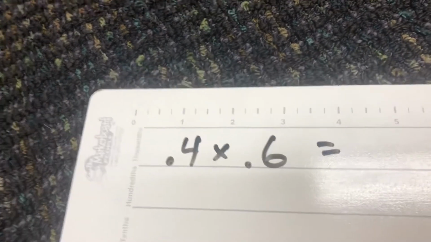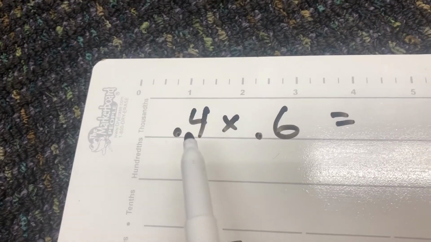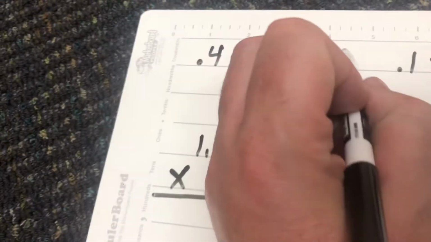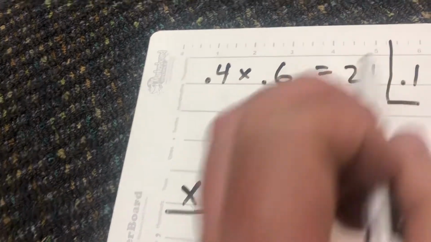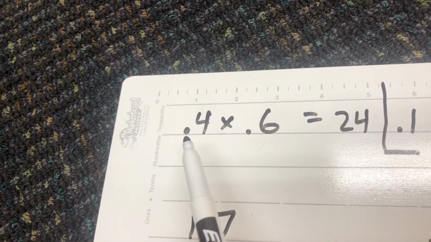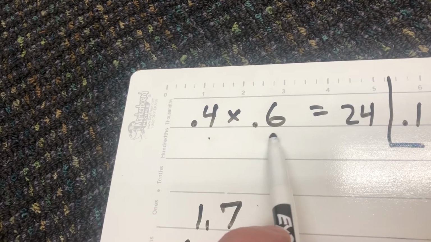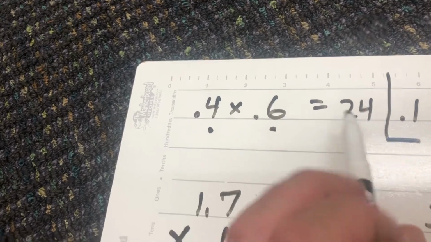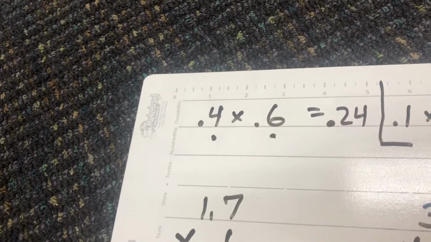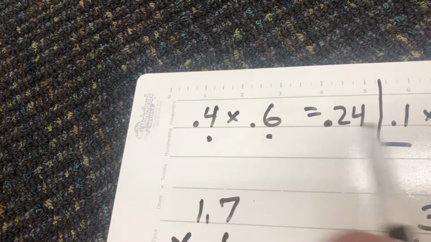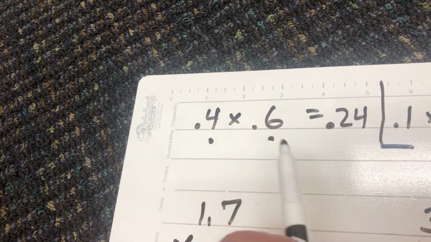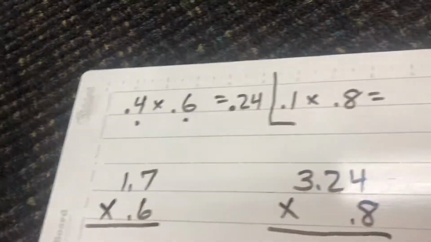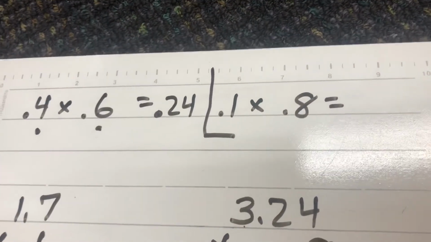So 0.4 times 0.6, okay? We just think 4 times 6. 4 times 6 is 24. Give a little space there to that problem. But I have to think there's one number, two numbers that come after a decimal in the problem. So I have to have one number, two numbers that come after the decimal in the product. It's not just there's one here and there's one here, so I put one here. This counts as one, this counts as two after a decimal, so I need 1, 2 after a decimal in the product.